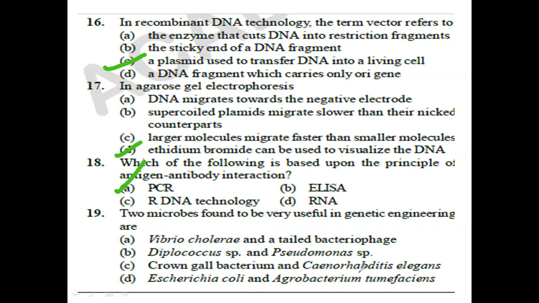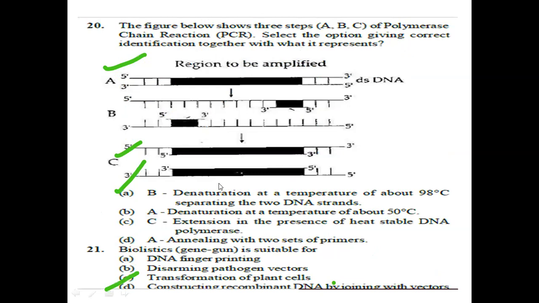Crown gall bacterium or Caenorhabditis elegans. It's called C. elegans. It is used in genetical studies. Escherichia coli and Agrobacterium tumefaciens are very effective vectors used in recombinant technology.